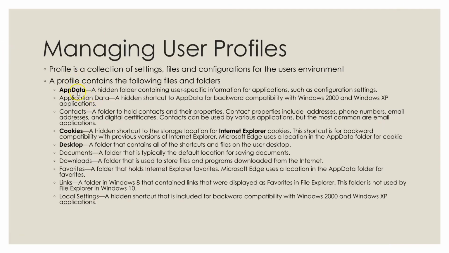So let's talk about some of the files and folders. AppData, a hidden folder containing user-specific information for applications. We have some folders that are here for backwards compatibility. Application Data is one of them. It's like AppData. All it does is point to AppData, but older programs back in the Windows 2000, Windows XP days had this thing called Application Data. And so some programs still try to write to that area. If it does, it just takes it, says okay, and it says it's going to write to Application Data, but in actuality it writes to AppData.